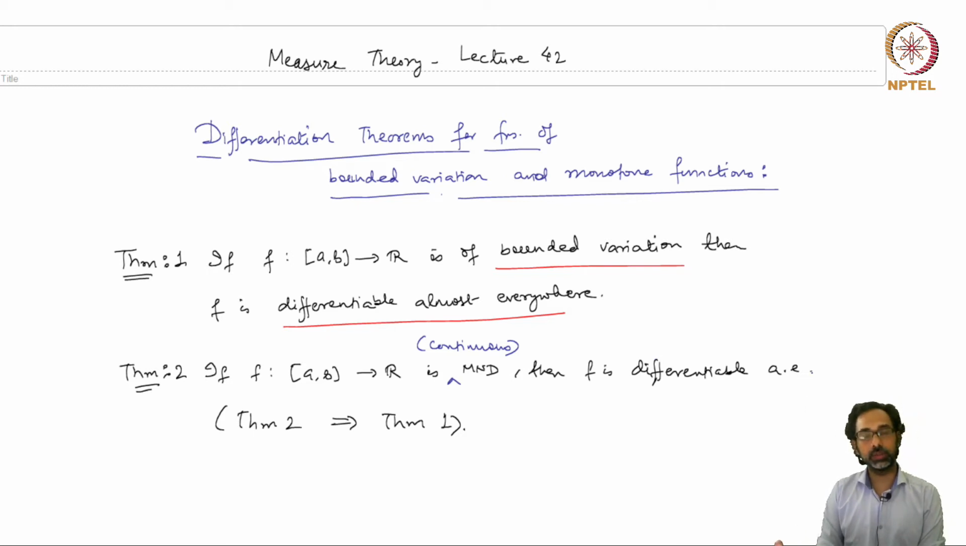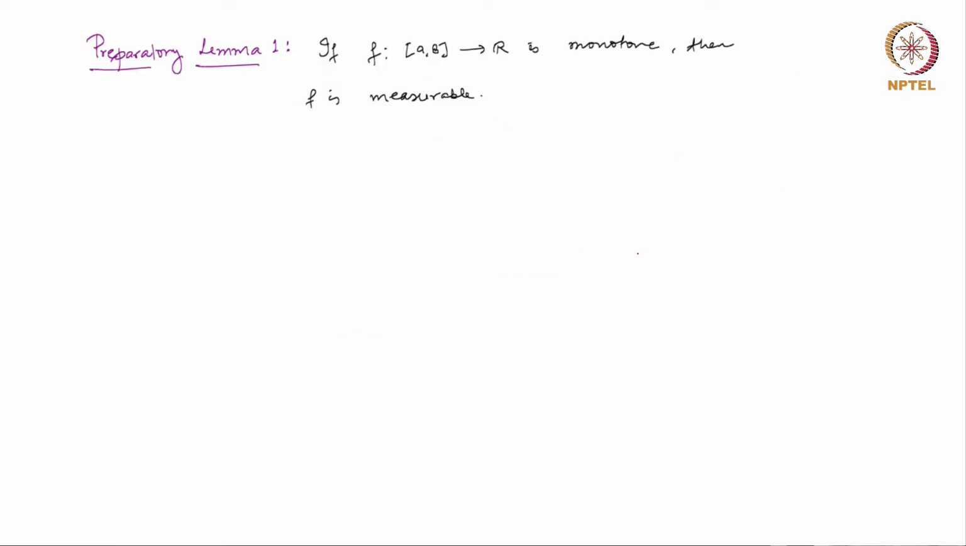This theorem is going to have a rather long proof, and there are many lemmas that are needed as preparatory lemmas, and we will do this step by step. So the first preparatory lemma that we need is that if you have a real valued monotone function defined on a compact interval, then it is measurable. This is not very difficult to show, and I leave it as an exercise.